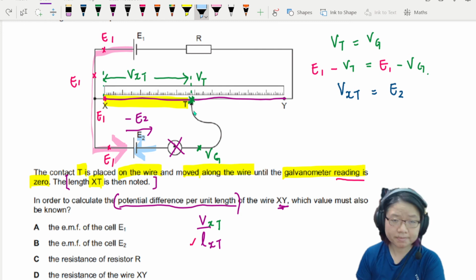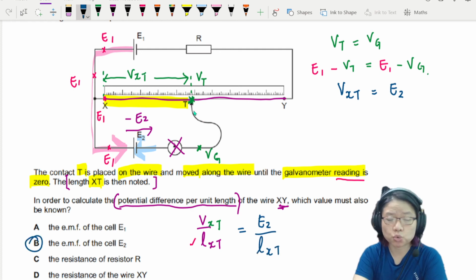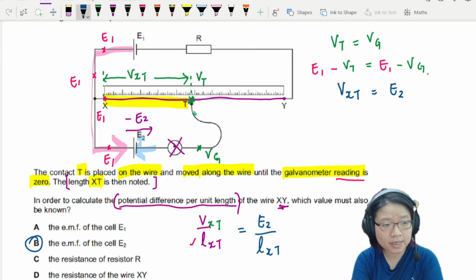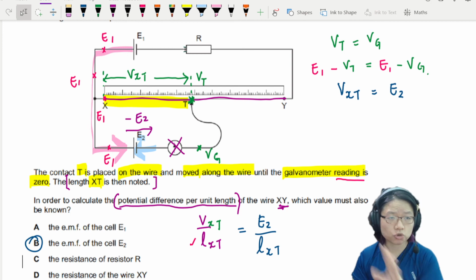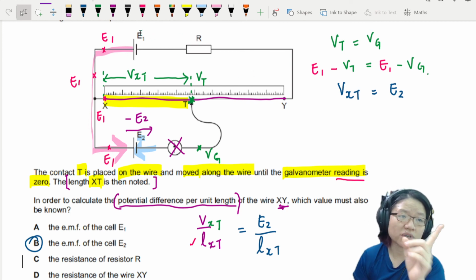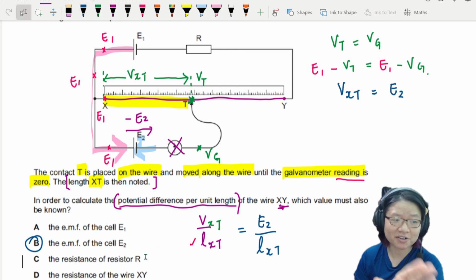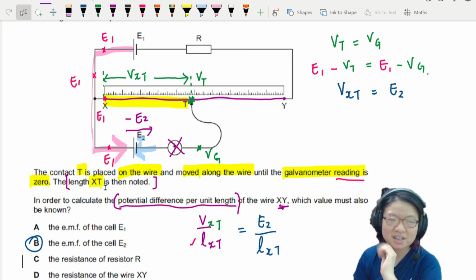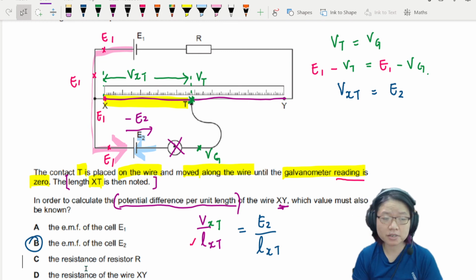So from here, I can actually use E2 over the length of xt. So the only thing I need is E2, not the rest. I could find Vxt using, for example, E1, R, and the resistance of wire XY, then it can work. But I can only choose one. So the answer is the EMF of E2. All right, that's it for this question.